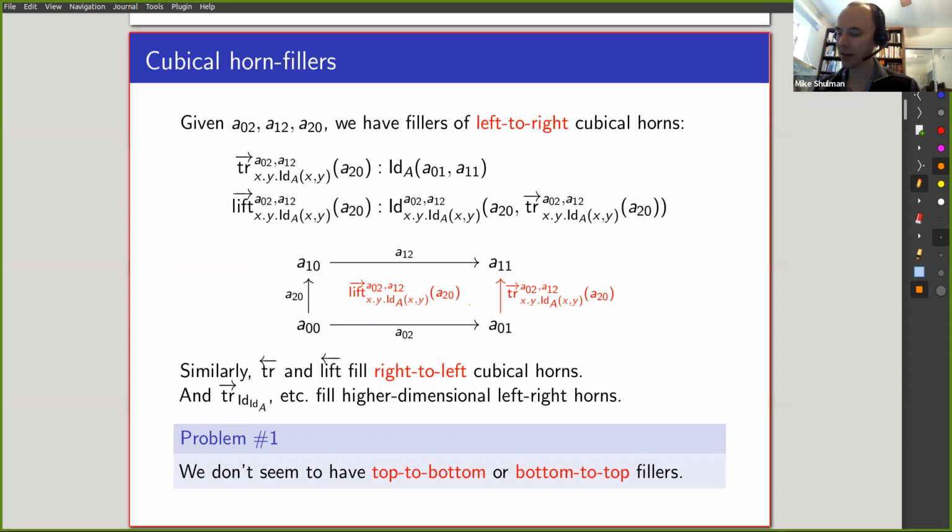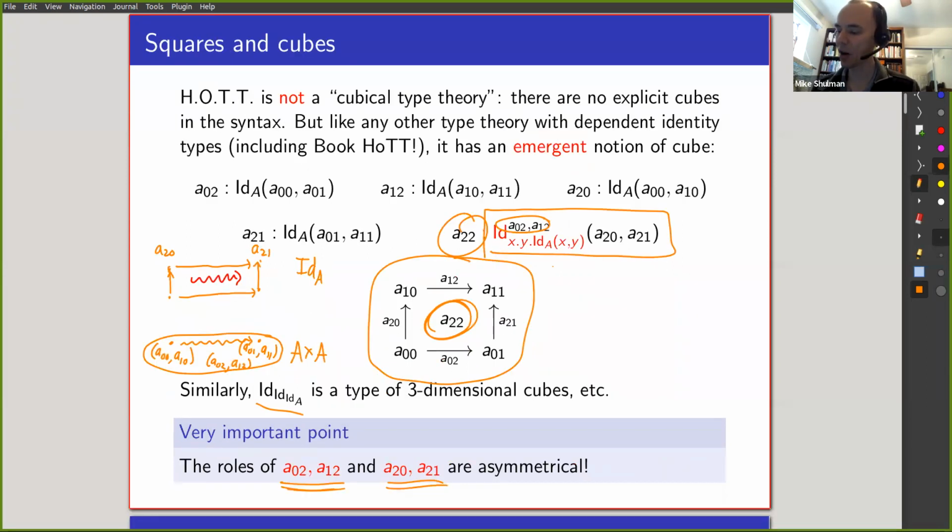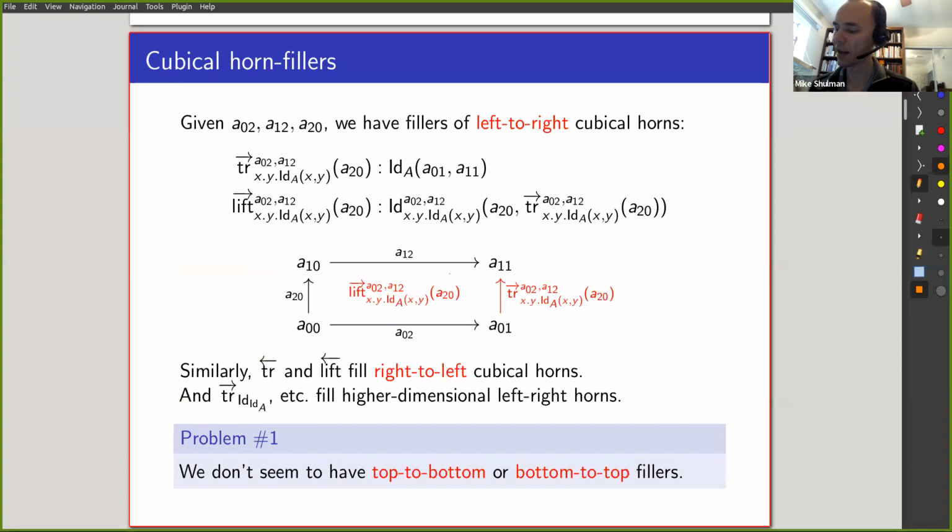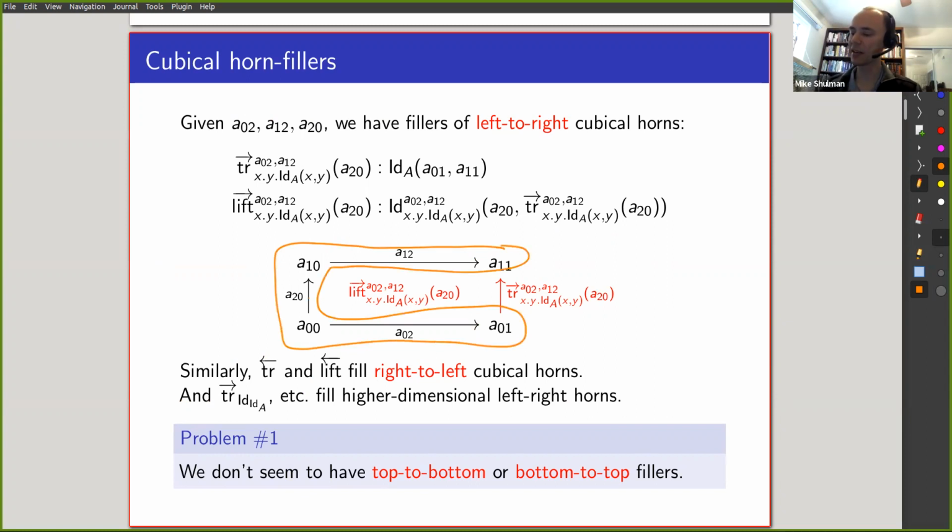So remember that dependent identity types are one-to-one correspondences, and so we have transport. And so in particular, that means if I have an A20, and I have these things that it might depend on, then I can transport it across to get an A21. And geometrically, that means that I have this piece here, which is a cubical horn that's missing the right-hand path and the inside. Then I have transport that moves this thing on the left over to the right, and then I have lift, which essentially fills the square.